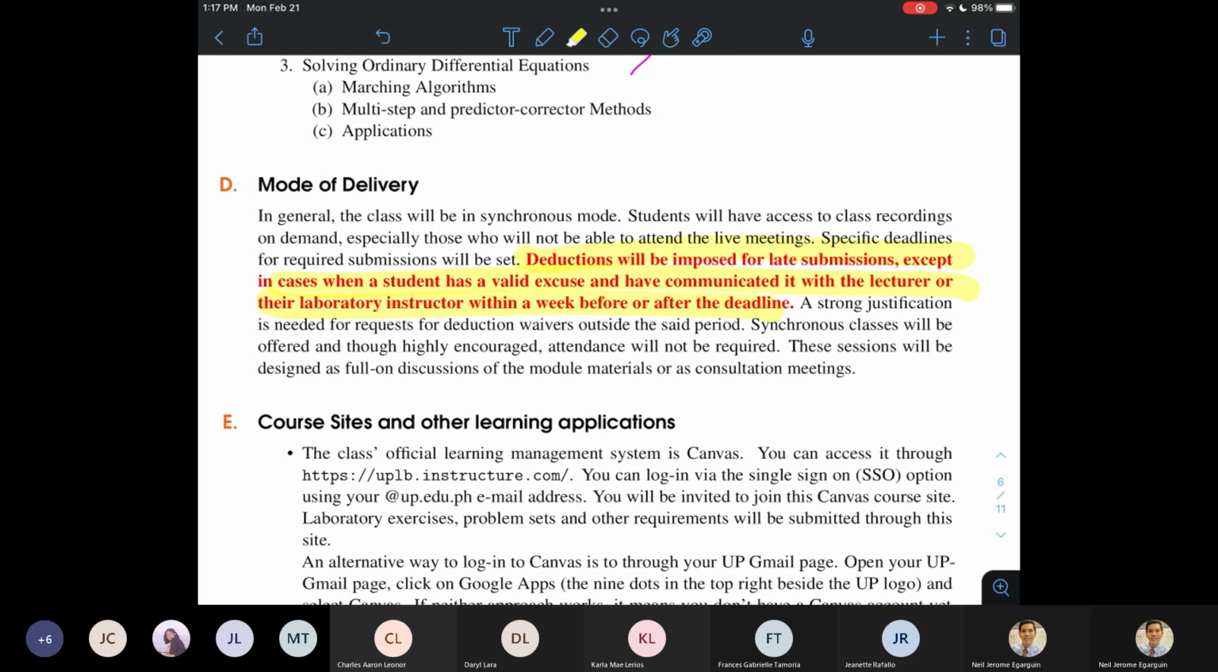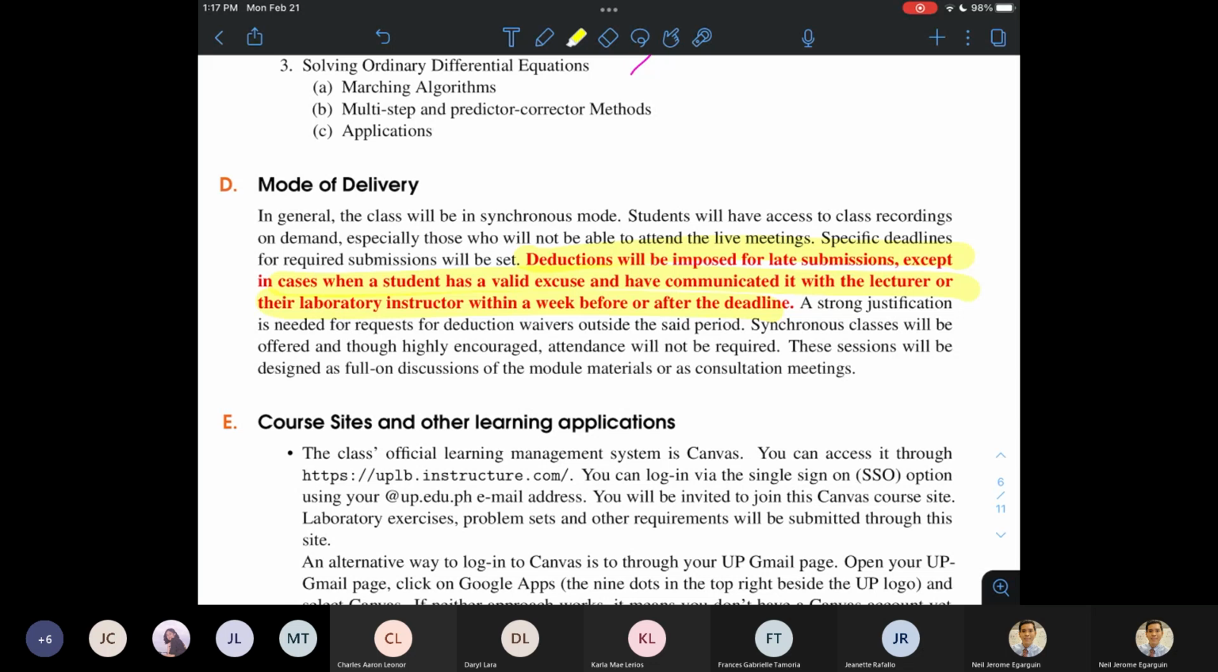Now, if you really cannot communicate with me plus or minus 1 week on the deadline, so tatanggapin ko pa rin naman kung may mga requests kayo for deduction waivers, pero medyo kailangan ko ng proof or strong justification outside that period. Okay?